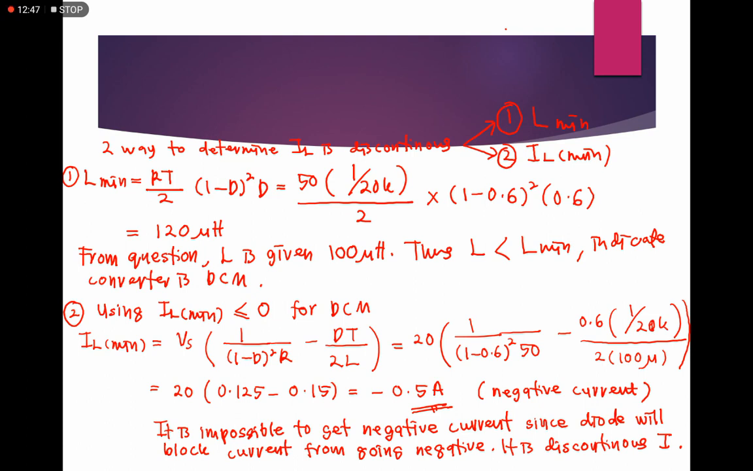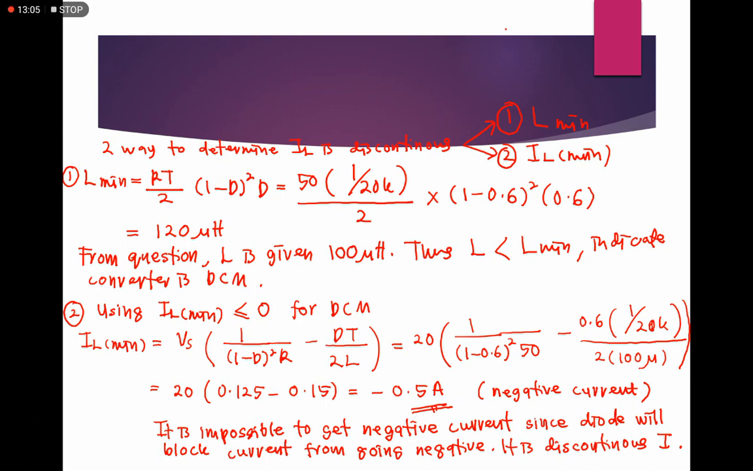From the question, the L that has been given is 100 microhenry. So obviously, your L min is greater than your given L. So it will indicate that your converter is operated in DCM mode.